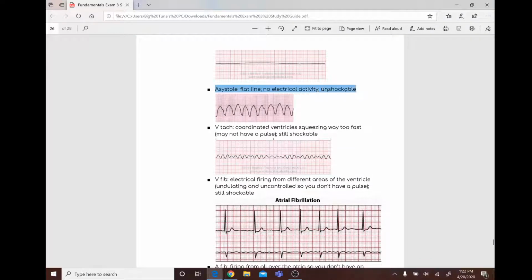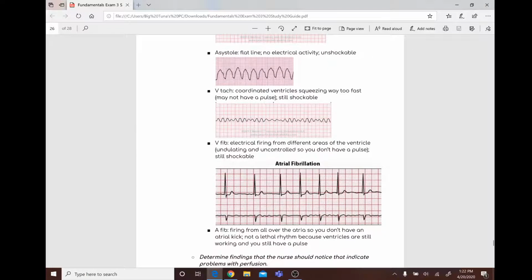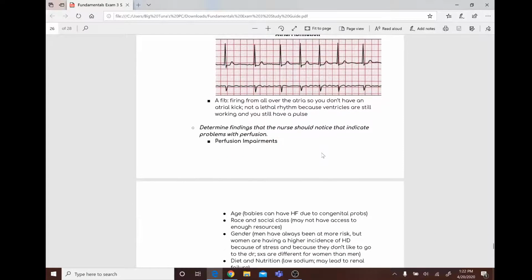Asystole is flatline, no electrical activity, unshockable. V-tach, ventricular squeezing way too fast, may not have a pulse but still shockable. V-fib, electrical firing in different areas of the ventricle, undulating and uncontrolled, so you don't have a pulse, still shockable. A-fib, firing from all over, so you don't have an atrial kick, not a lethal rhythm, but ventricles are still working, and you still have a pulse.